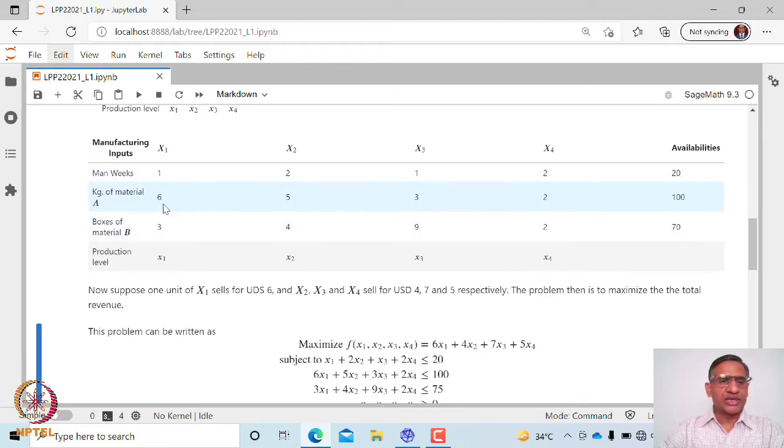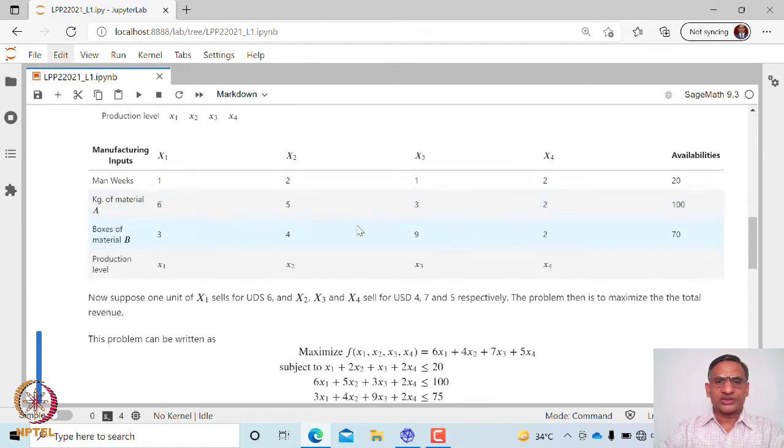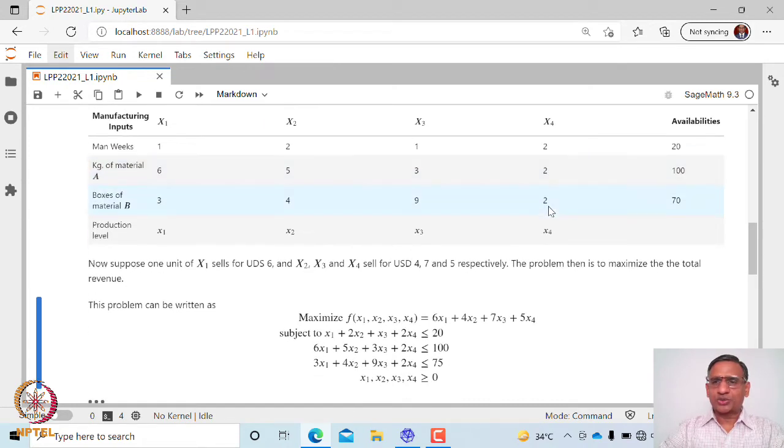Similarly, for kilograms of material A, the total used in producing x1, x2, x3, x4 units of capital X1, capital X2, capital X3, capital X4 is going to be 6x1 plus 5x2 plus 3x3 plus 2x4, and that should be less than or equal to 100. That is the second constraint.